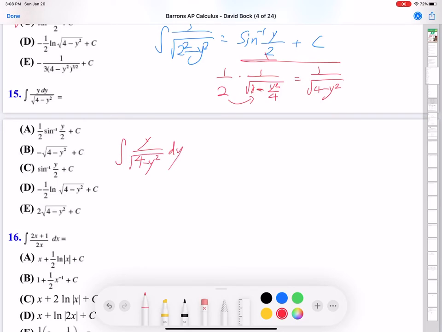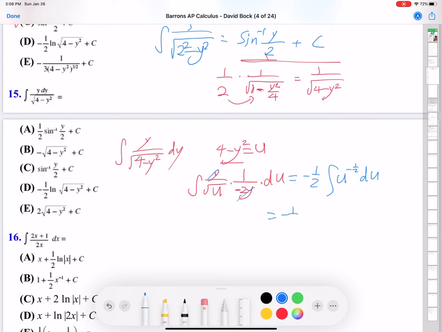Yeah, we came back to u-substitution again. 4 minus y squared is going to be u. So the integral of y over root u. Change dy to du: 1 over the derivative of u, which is negative 2y, du. And then this y crosses out, and a negative 1/2 comes out. Integral of 1 over root u, which is u to the negative 1/2 power, du.